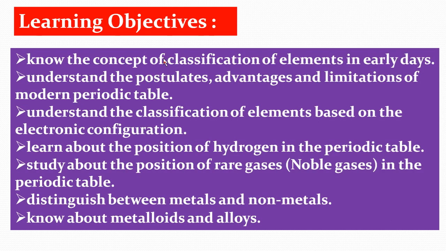Now come to the learning objectives. To know the concept of classification of elements in early days. Understand the postulates, advantages and limitations of modern periodic table. Understand the classification of elements based on the electronic configuration and learn about the position of hydrogen in the periodic table, and to study about the position of rare gases or noble gases in the periodic table, and to distinguish between metals and non-metals. Come to know about the metalloids and alloys.